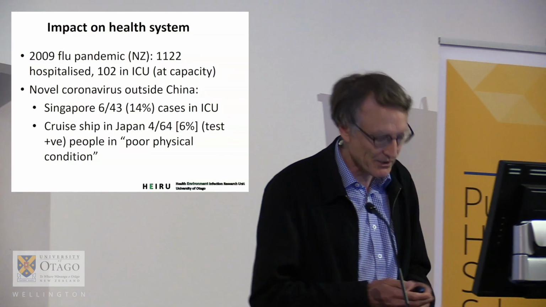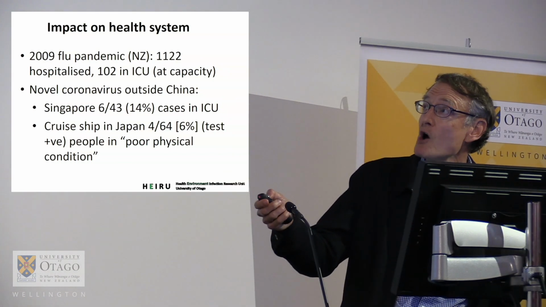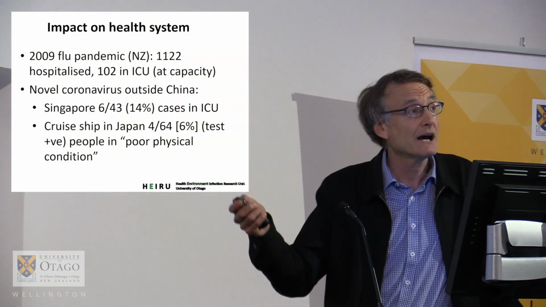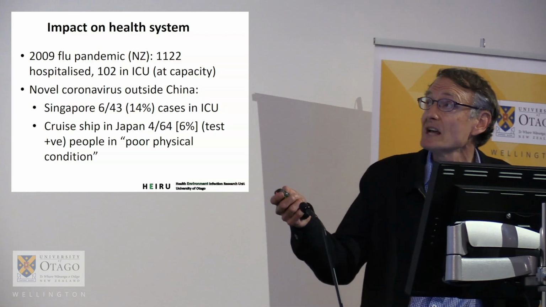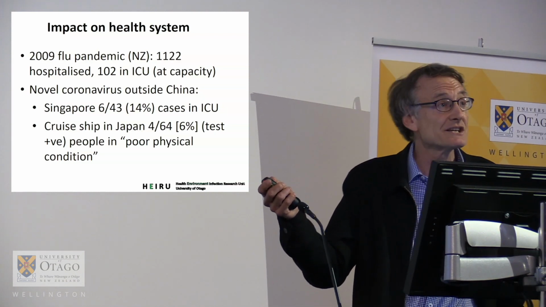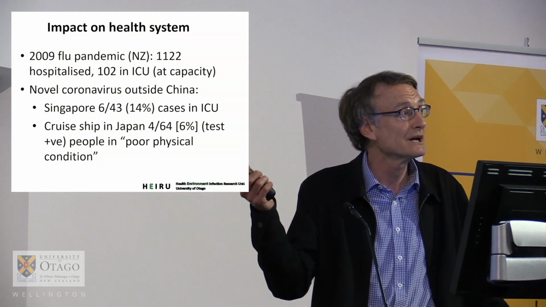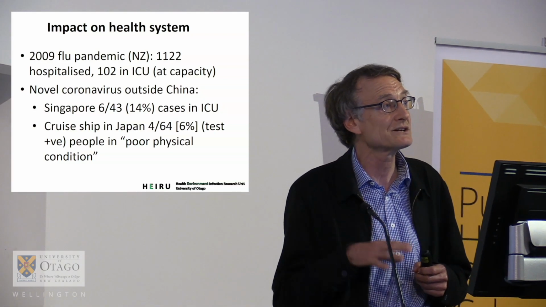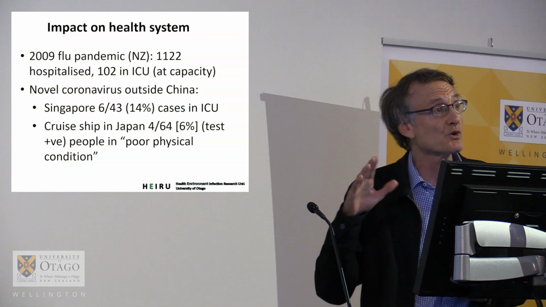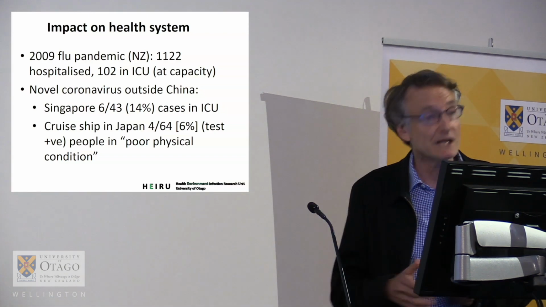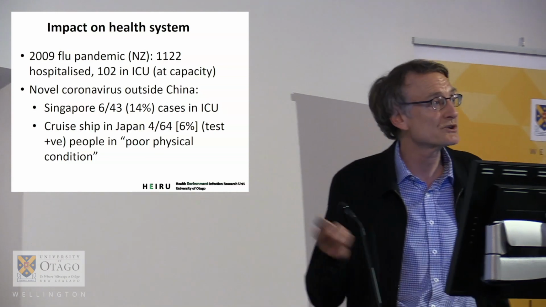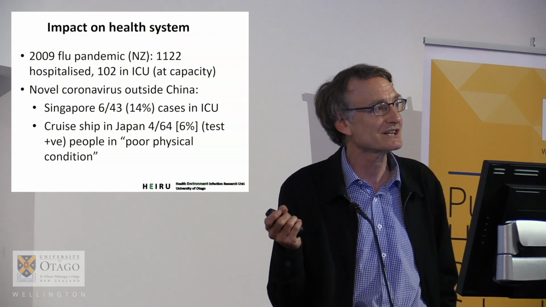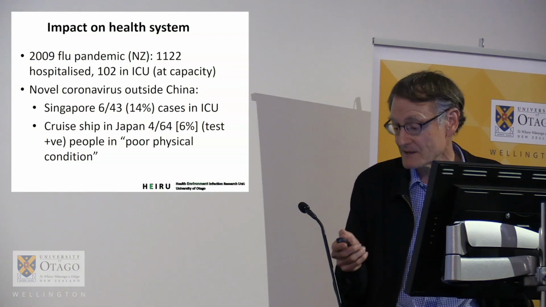What is the impact likely to be on the health system? Well, even with a relatively mild pandemic, New Zealand was pretty pressed with 1,100 odd people hospitalised in 2009, and at 100 odd cases in ICU, it really pushed our ICU capacity to the limit. And some of you will remember with the White Island disaster recently, our burns units were also pushed to overcapacity. Some burns patients also went to Australia. So we run our hospital system at such amazing efficiency, we have unfortunately very little surge capacity.